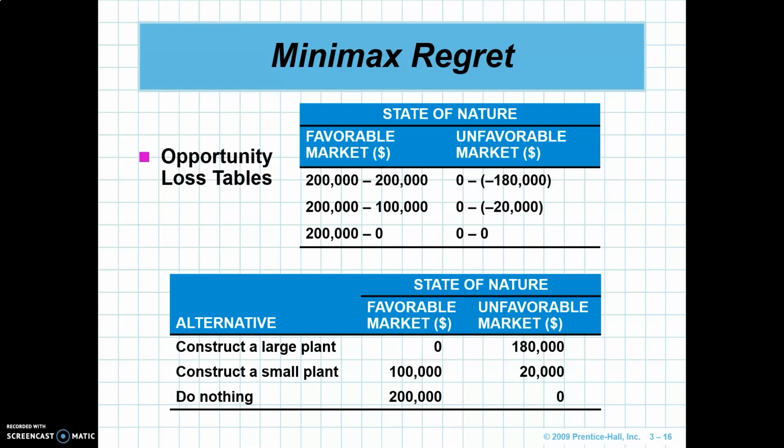Similarly for the unfavorable market, the maximum is 0 because the other two numbers are minus 1 lakh 80,000 and minus 20,000, right? So the largest number is 0. I have to subtract each of the alternatives from 0. 0 minus minus 1 lakh 80,000 is 1 lakh 80,000, 0 minus minus 20,000 is 20,000, and 0 minus 0 is 0. So this is the new matrix which we have calculated using opportunity loss, right?